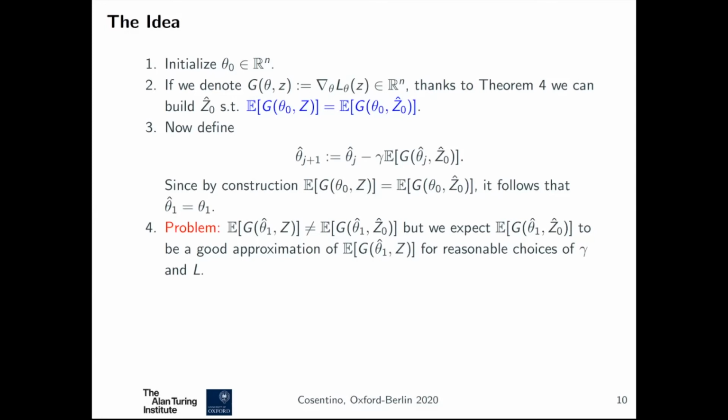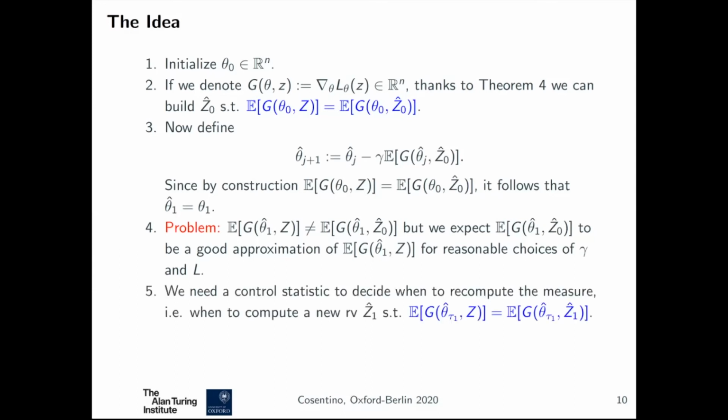So what we can expect is that if the loss function is smooth and bounded, then at the next step, even if we don't use Z anymore, the gradient of Ẑ would be a good approximation of the true gradient for a reasonable choice of gamma. But anyway, we need a control statistic that will tell us when we have to recompute or rebuild a new random variable Ẑ1, because at some point the difference will be too much and we can start to increase our loss function whilst we want to decrease it.